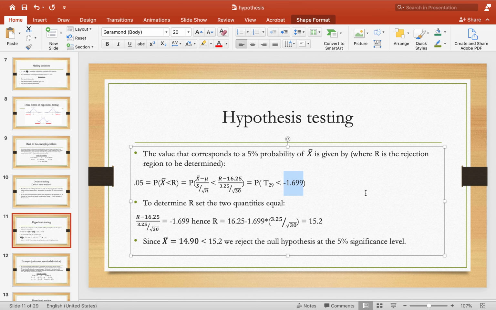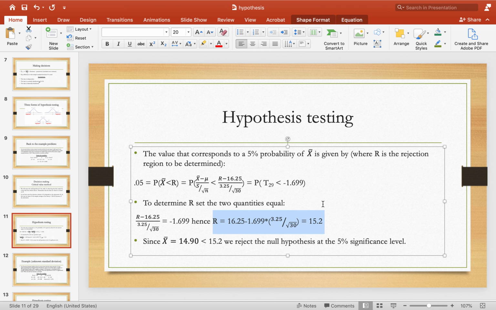You can confirm that in R or using your table on page 699 of your textbook. Okay, so now I want to determine the region for rejecting the null hypothesis based on the average. I set these two quantities equal to each other and solve for R. R is this value. It's 15.2.